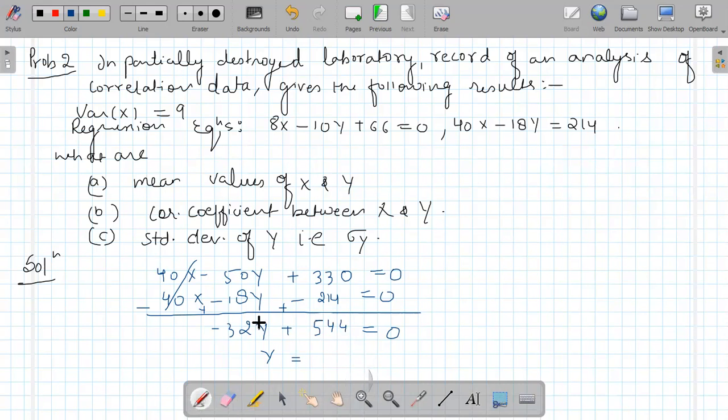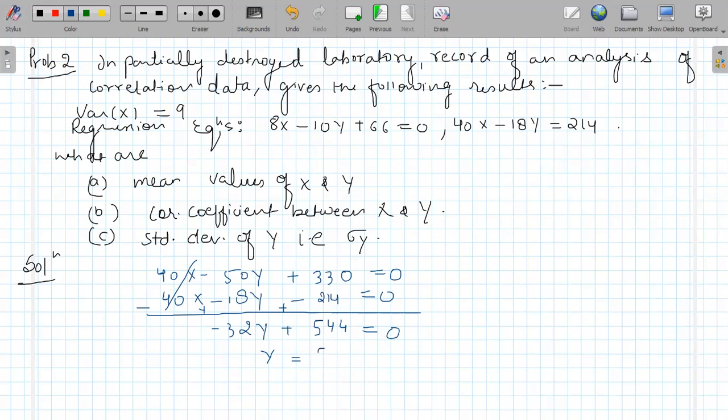So y is 544 divided by 32. So the answer is 17. So average value of y is 17.